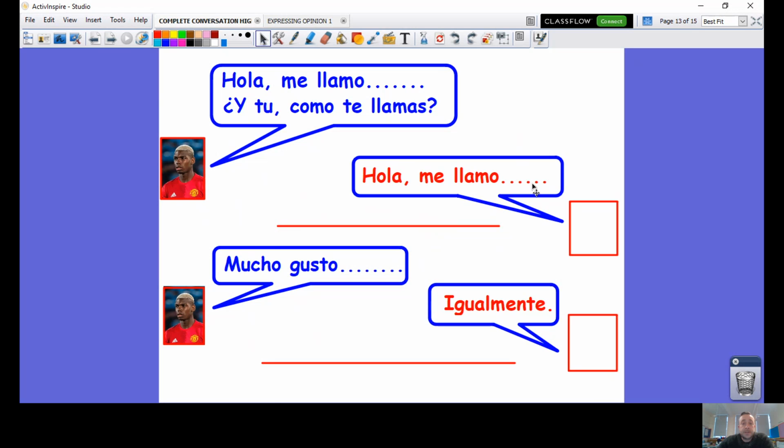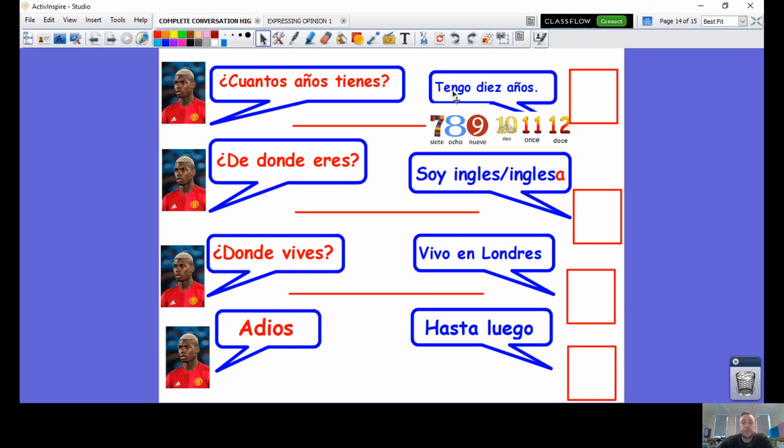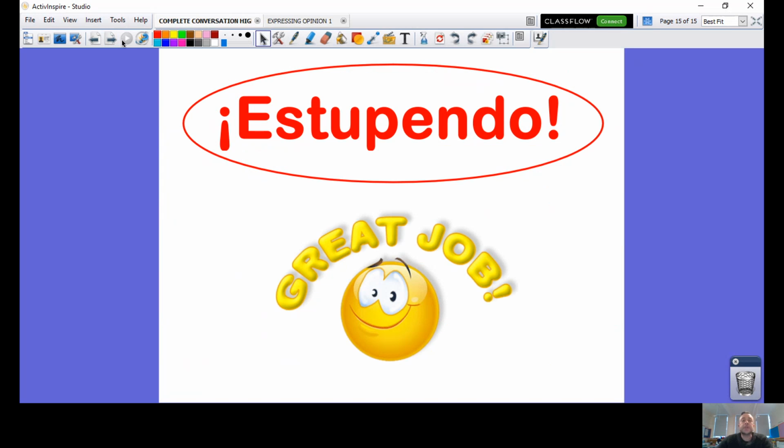Hola, me llamo Cristiano Ronaldo. Igualmente, Paul Pogba. Tengo 32 años. Soy portugués. Vivo en Italia. Hasta luego, Paul Pogba. Muy bien, give yourselves an estupendo.